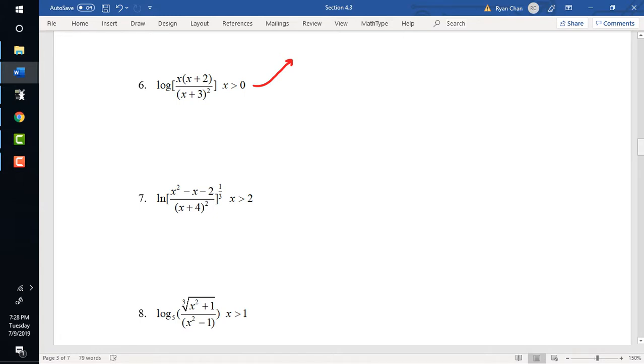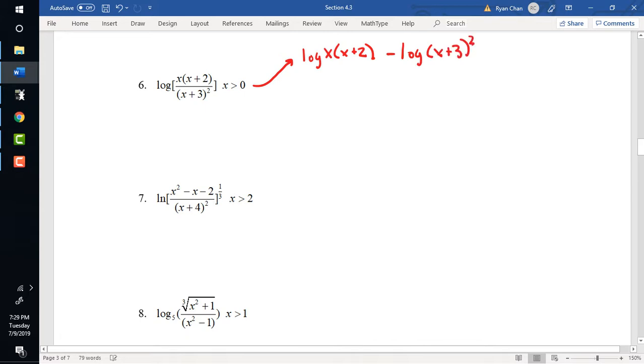Now, think of order of operations. What is the thing that you would do that separates? You should realize there's a division. So you can split this up as log of x times the quantity x plus 2 minus log of x plus 3 squared, because I'm dividing x times x plus 2 over x plus 3 squared. And that ends up being subtracting. So then do a little bit at a time. When you have a situation that's very complicated, again, slow down, do one small step at a time.